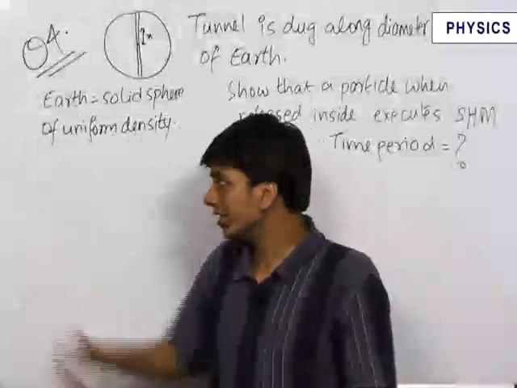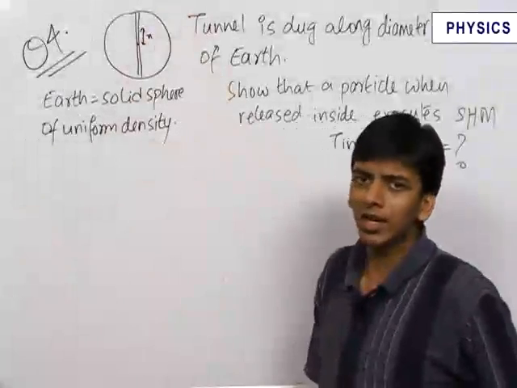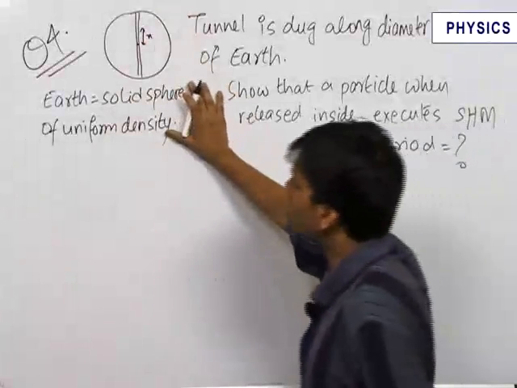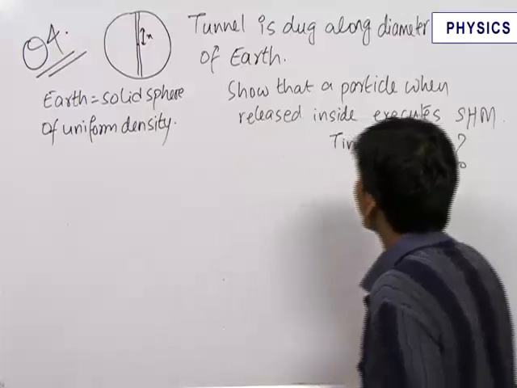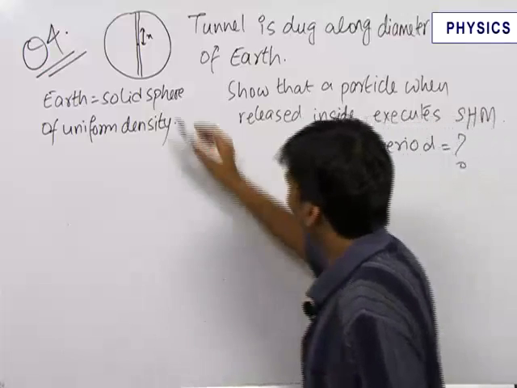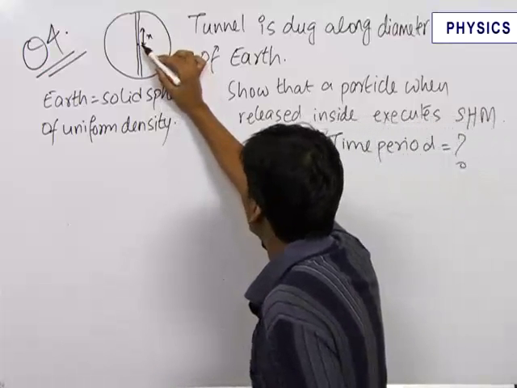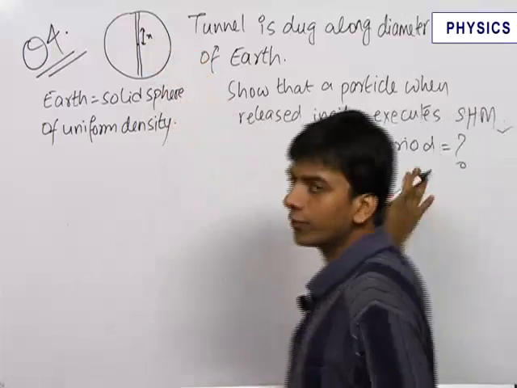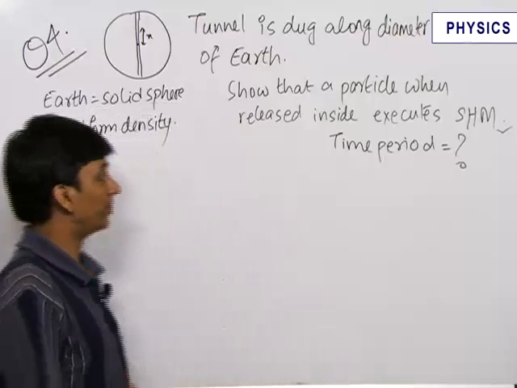So in this question, here's an interesting question. A tunnel is dug along the diameter of the earth, and we need to show that the earth can be assumed to be a solid sphere of uniform density, and we have to show that a particle, when released inside the earth in this tunnel, executes a simple harmonic motion, and we also need to find out the time period of the simple harmonic motion.